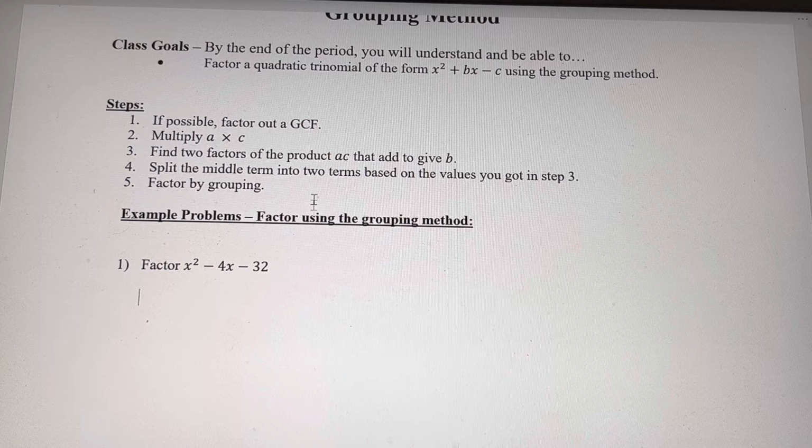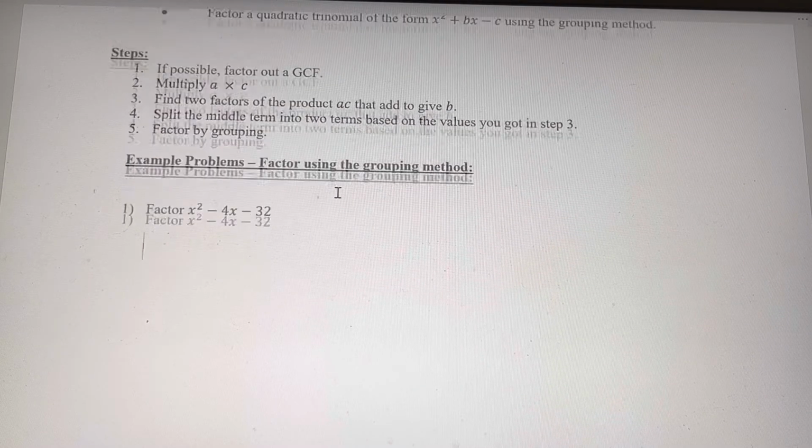Once we have that product, we're going to find two factors of that product that combine to give me the b value. And b is the coefficient of x when we're in standard form. Once we have those two factors, we're going to break up this middle term, this negative 4x for example, into two different terms using those factors from step 3. Once we do that, we're going to have 4 terms altogether. We can factor those by grouping.